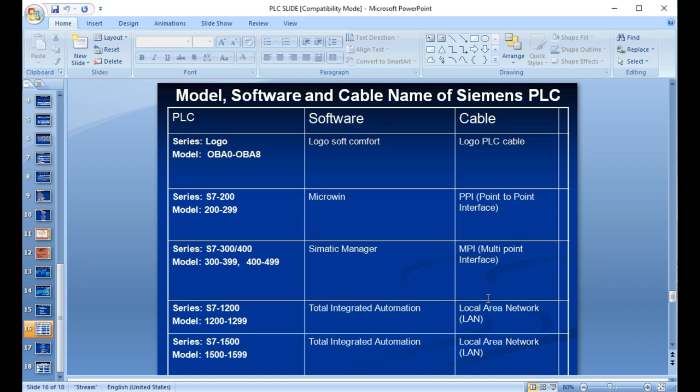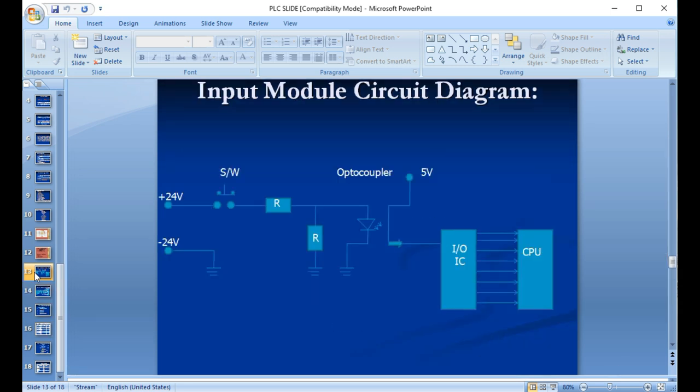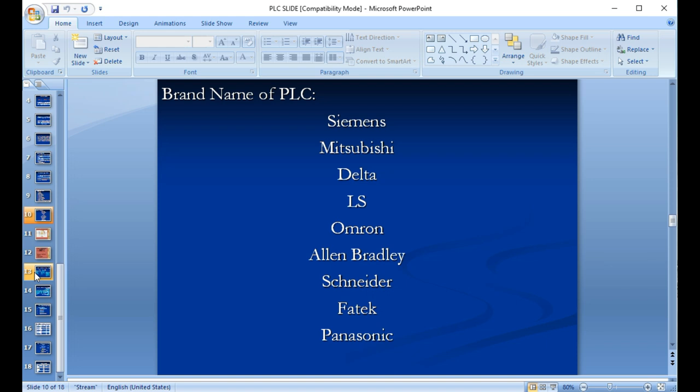Step by step, I will describe to you from LOGO to 1500, Delta, and multiple kinds of brands that are used in our factory. Programming, and basic level programming of any kind of PLC. It's multi-brand, all kinds of PLC. I will describe how to program a PLC, multi-brand, after Siemens, after Delta, Mitsubishi, LS, Omron, and every kind of PLC. How programming is done in the industry, from basic level to expert level, I want to describe after all my videos.